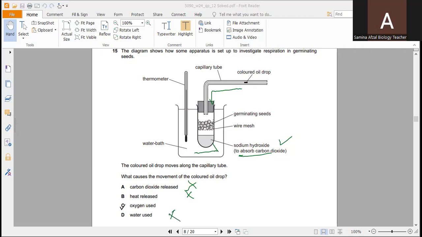Only oxygen will help the oil drop to move along the capillary. The carbon dioxide which is produced will not help in this way. Only oxygen is helpful for the movement of the oil drop.